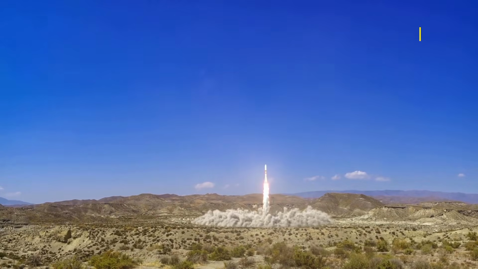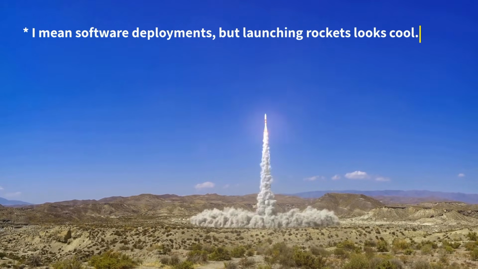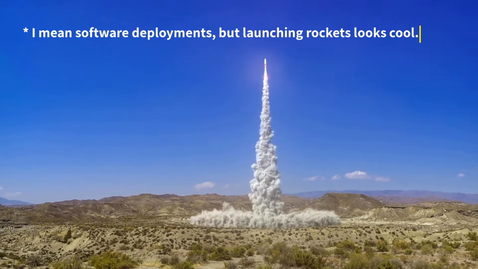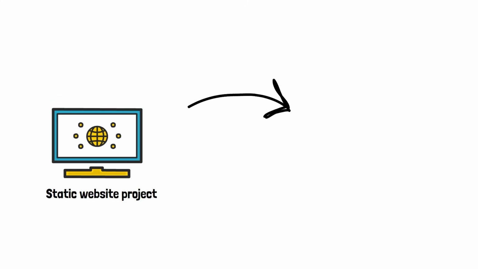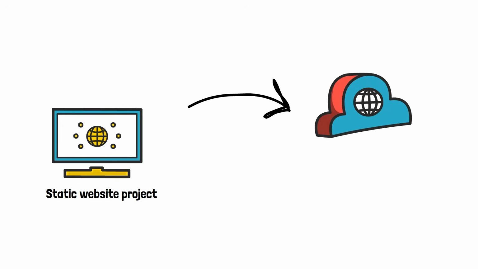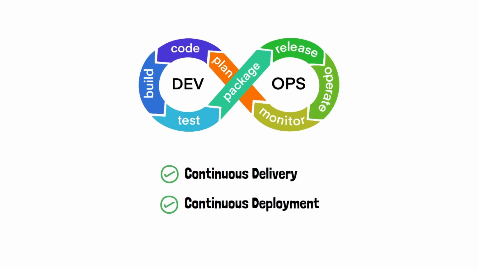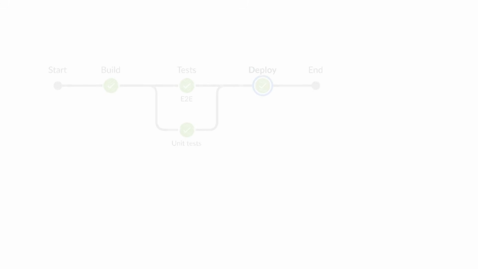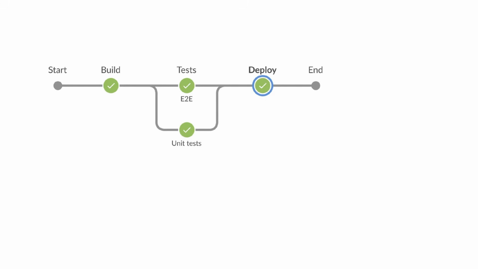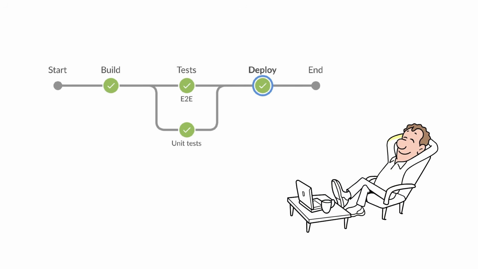In this section, we will learn about deployments and take our website project and deploy it to the cloud using a very popular platform called Netlify. Along the way, we'll learn about other DevOps practices, such as continuous delivery and continuous deployment. By the end of this section, we will have a complete CI/CD pipeline that will take our website, build it, test it, and let it float in the cloud.